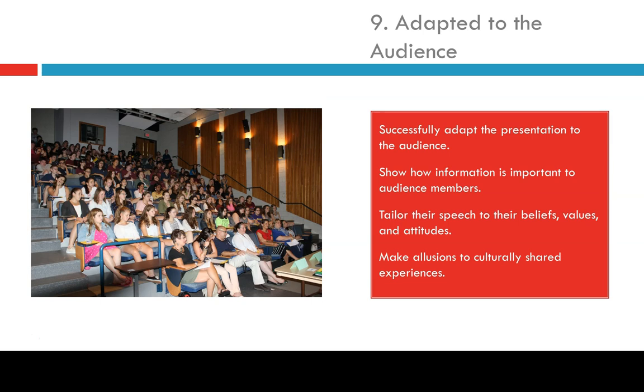Number 9, adapted to the audience. The 9th speaking competency is to successfully adapt the presentation to the audience. The advanced speaker shows how information is important to audience members, and his speech is tailored to their beliefs, values, and attitudes. He also may make an allusion to culturally shared experiences.